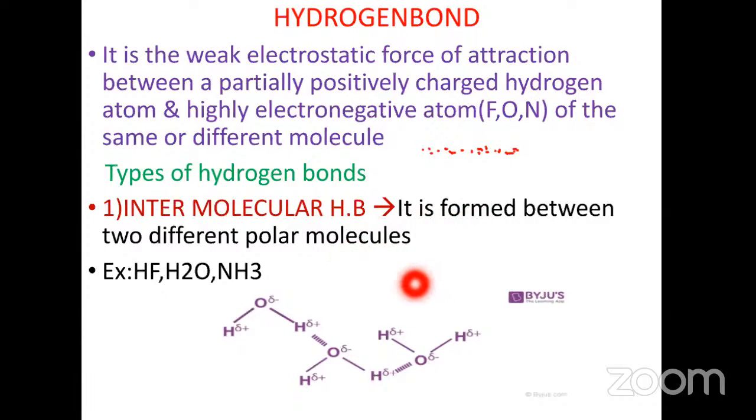This is an example of an intermolecular hydrogen bond of the same substance between different molecules. This is the hydrogen bond, the bond formed between these water molecules. These are different molecules but the same substance. Thus, the bond is formed between these two water molecules.